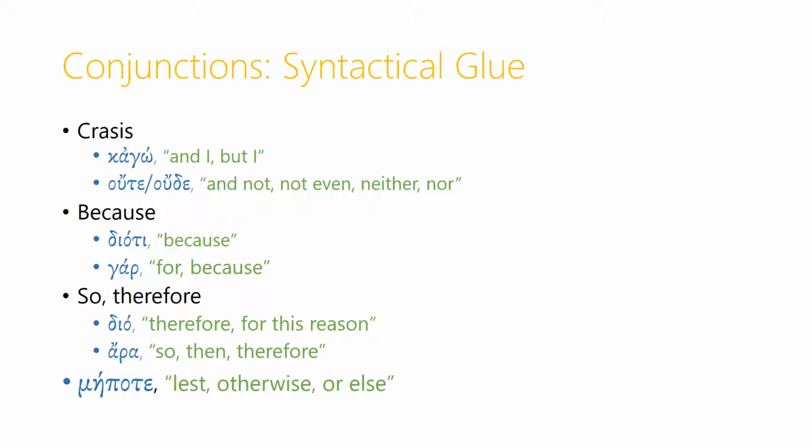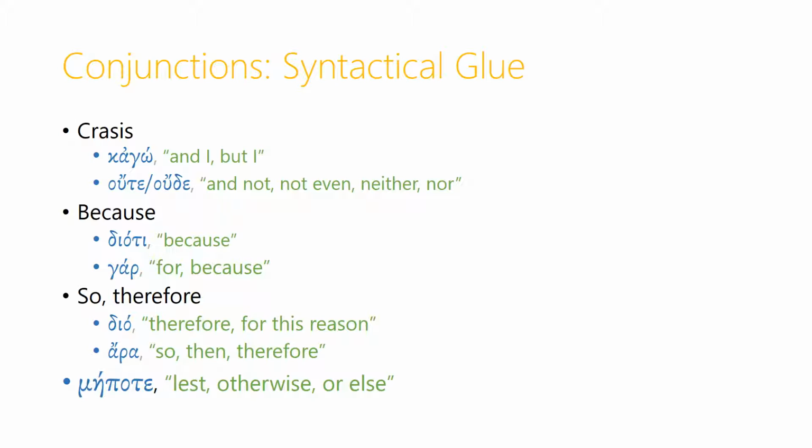On the other hand, if we reverse the causal relationship here, and we want to say therefore, or so, talk about a result, we can say dio, which is a conjunction meaning therefore, or for this reason. Or we can say ara, which means so, or then, or therefore.